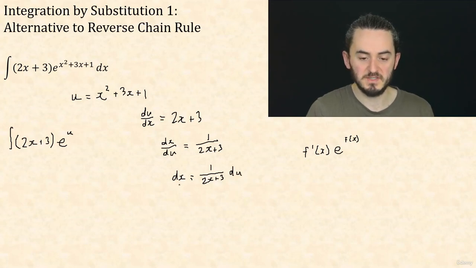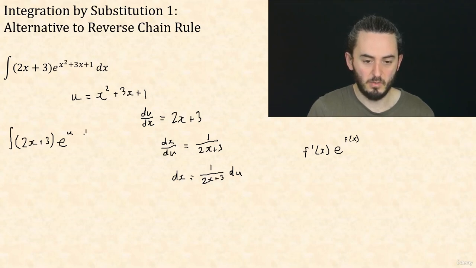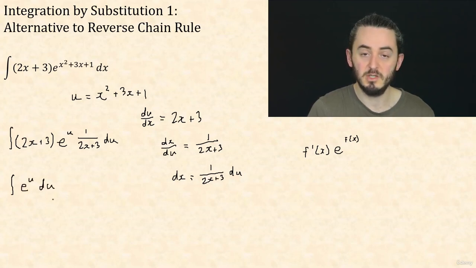So what this tells me is that each little change in x is equivalent to 1 over 2x plus 3 times a little change in u. So I can just replace my dx at the end of the integral with 1 over 2x plus 3 du. And look what we've got here. We've got 2x plus 3 and we've got a divide by 2x plus 3. So they're just going to cancel out, leaving me simply with the integral of e to the u du.